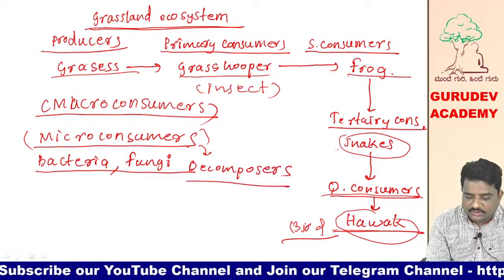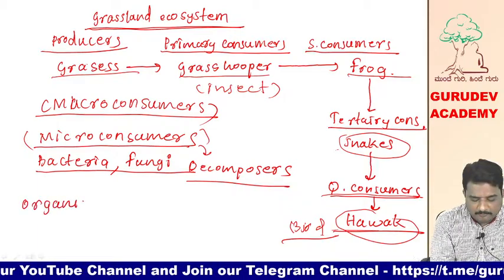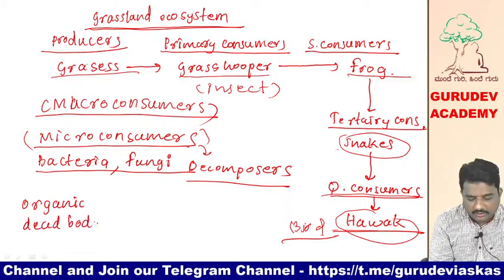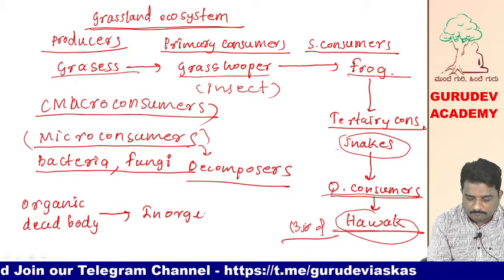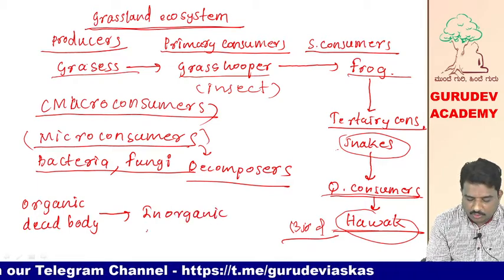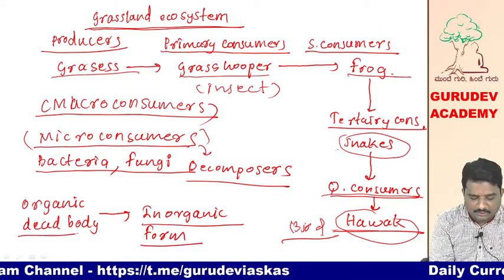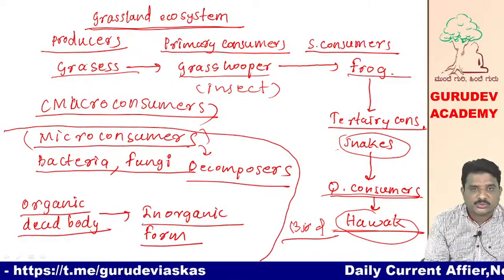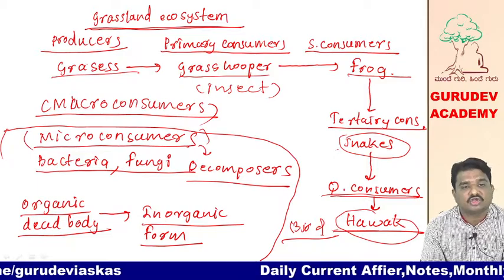What do they decompose? Organic dead bodies into inorganic nutrients, inorganic form, which is available again for reabsorption by the plants. So these are called micro consumers. Which are the micro consumers? Decomposers are called micro consumers.